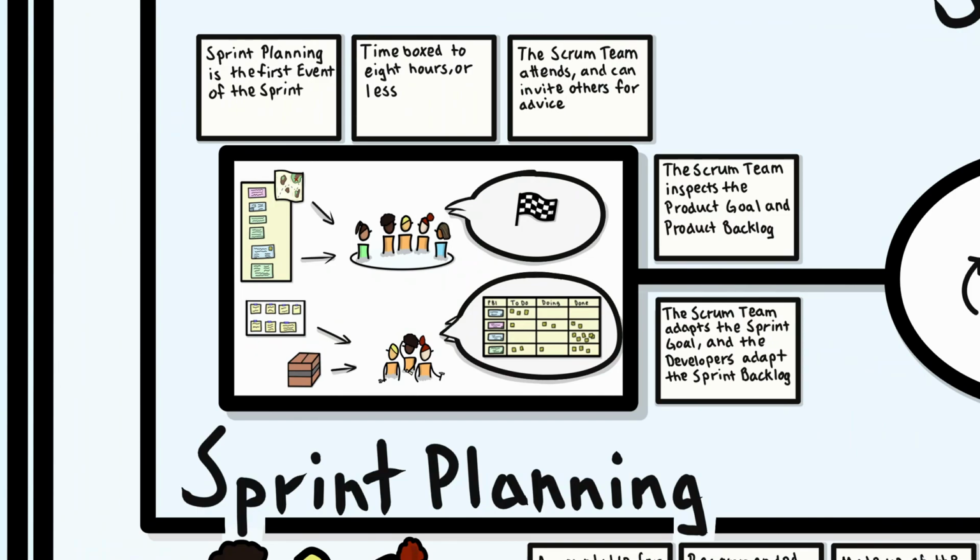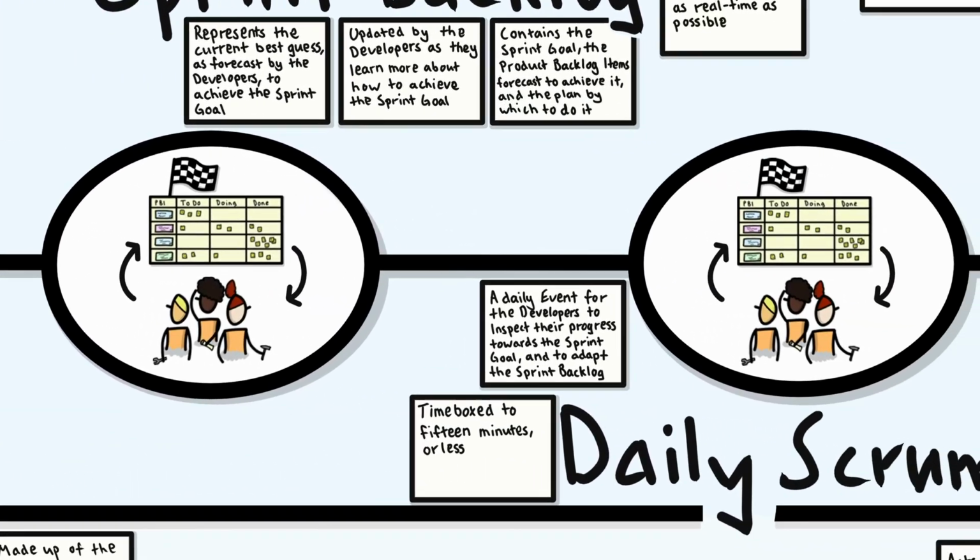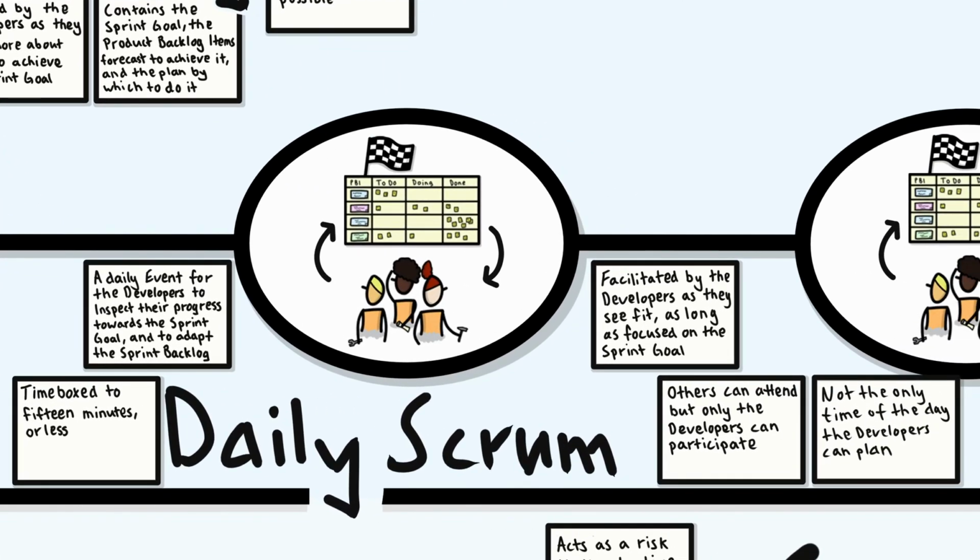Next up is the first event of the sprint, sprint planning. This is where the Scrum team inspects the product goal and product backlog and adapts the sprint goal and sprint backlog. It is time boxed to 8 hours or less, and the Scrum team attends and may invite others for them to provide advice.